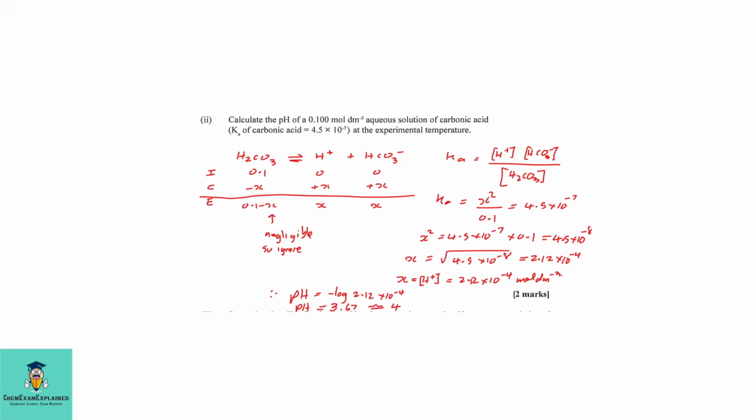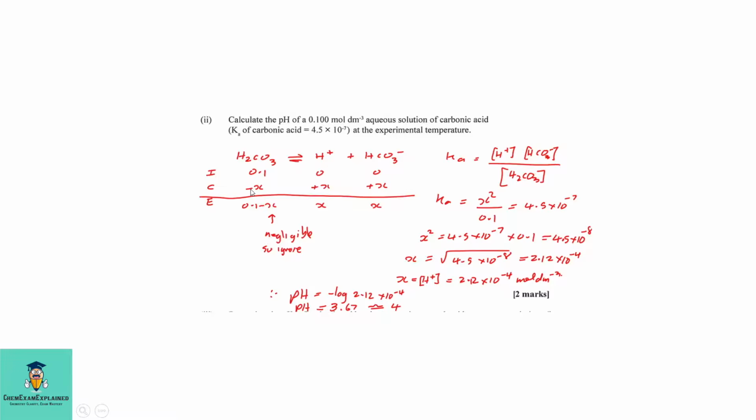So the initial concentration of the carbonic acid is 0.1. Initially, there is no reaction, so we produce no H+ ions or no HCO3- ions. When the reaction starts, we're going to have a change of minus X for the carbonic acid. Because of the stoichiometric ratio being 1 to 1 to 1, whatever change you subtract on the reactant side, we're going to add it on the product side for each of the products.